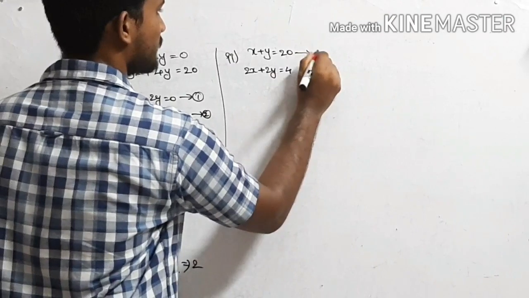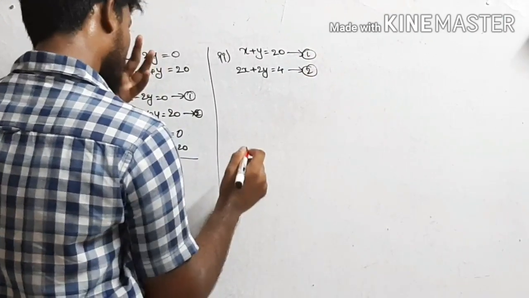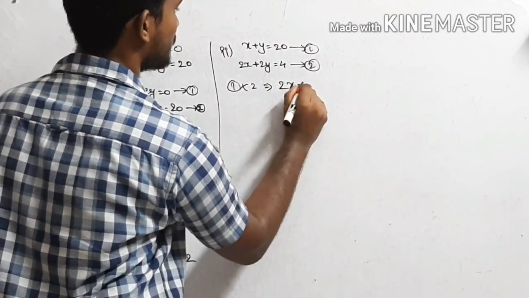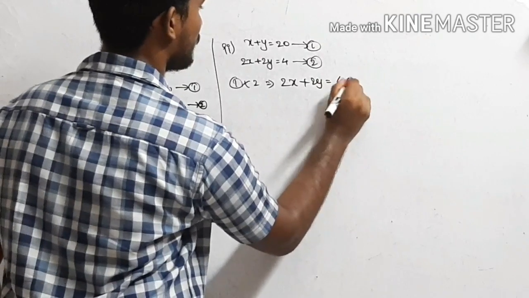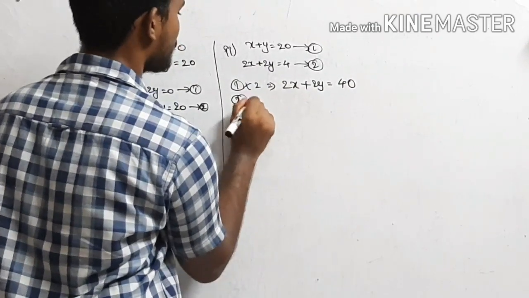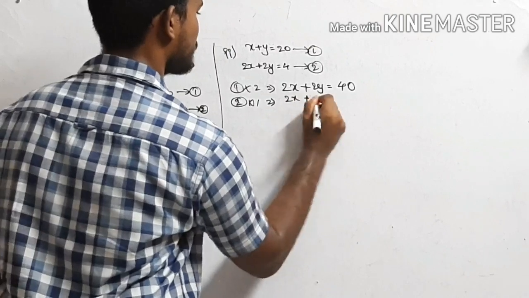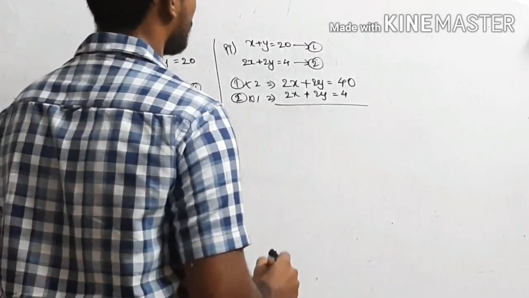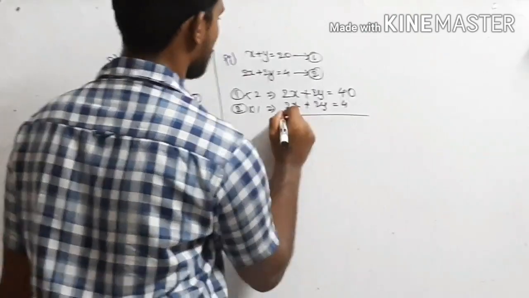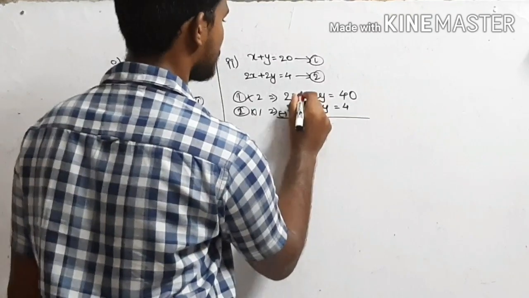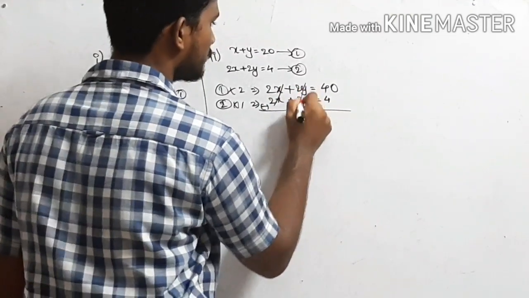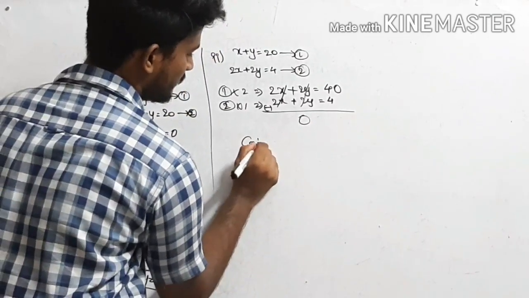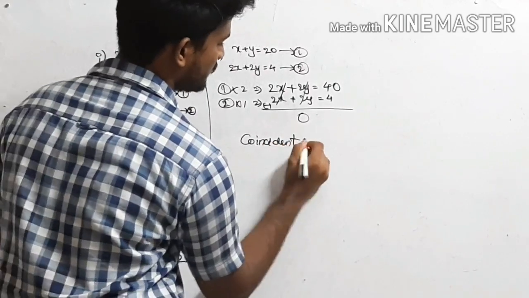First write the first equation and the second equation. In the first equation, 1 into 2, then it becomes 2x plus 2y equals 40. Then the second equation into 1 is 2x plus 2y equals 4. We are doing minus. These two are cancelled. This becomes 0 because it is a coincident line.